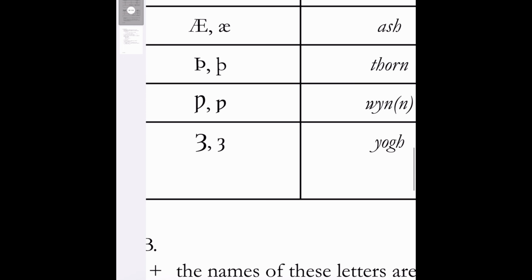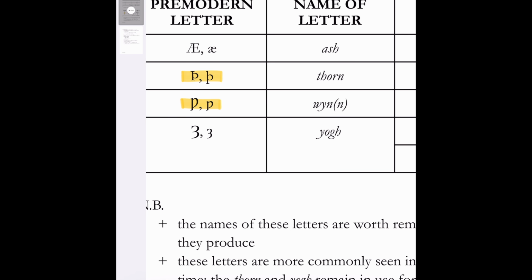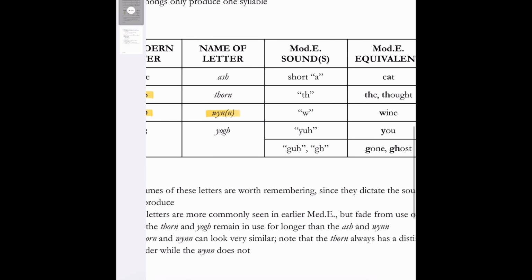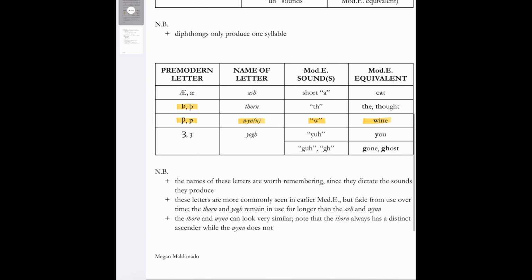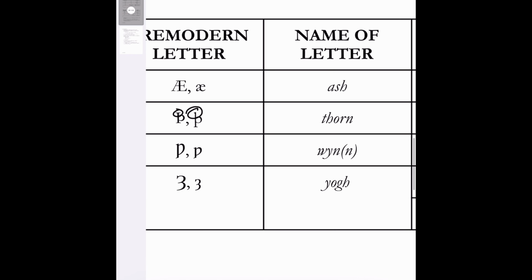This, you might be thinking, wow, that looks eerily similar to the thorn. Yes, that can be tricky if you're reading a manuscript. This is called a wynn. Makes a W sound as in wine or winter. W, wynn. A key difference between these two, you might already be able to see, is that the thorn has a higher top ascender, even in both capital and the lowercase.